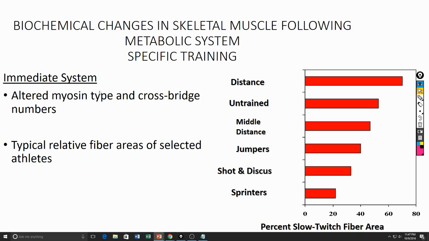Right? So, looking at fiber typing over time, pure long distance people have the highest concentration of slow twitch, or type 1 fiber. Untrained people will have the next highest concentration. This is area, not percentage or ratio, it's fiber area. Okay. Middle distance, jumpers, discus, sprinters. Sprinters have the highest percentage of type 2 by area.